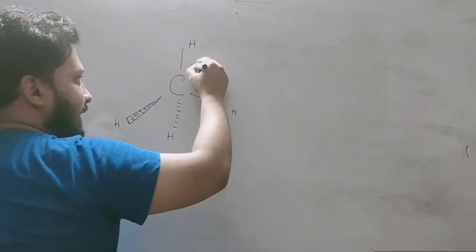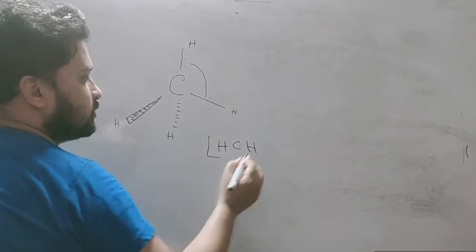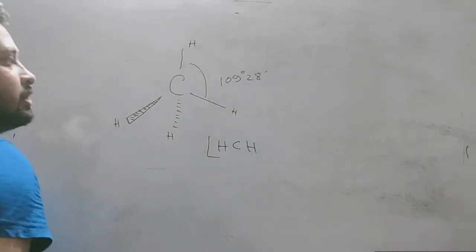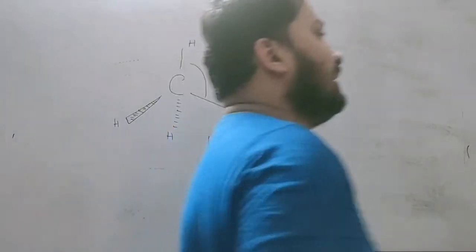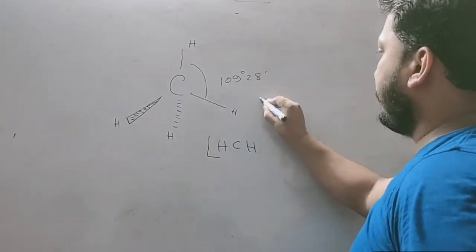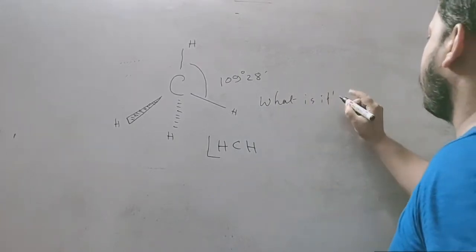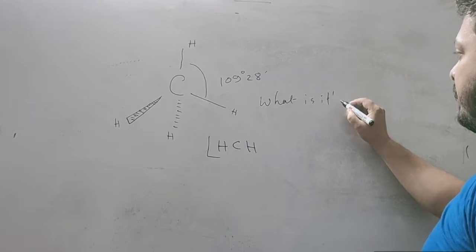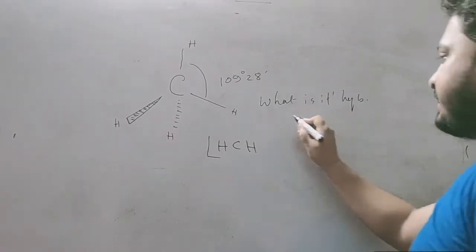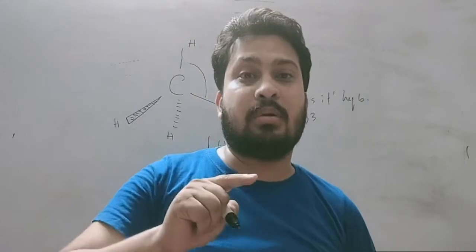And the bond angle between hydrogen, carbon and hydrogen will be 109 degree 28 minute. 109 degree and 28 minute. And what is the hybridization? That is sp3. To know the hybridization you have to remember something.